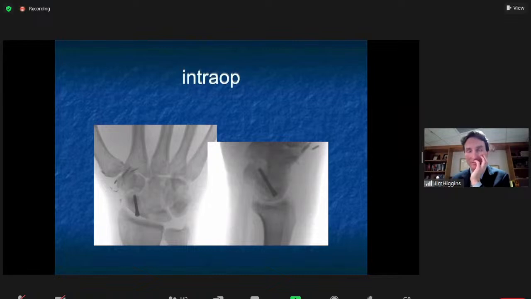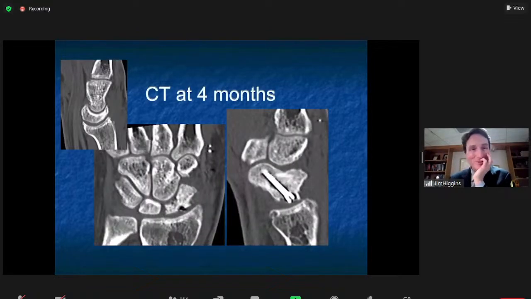You just got to put up with that. And here's a 4-month post-operative CT scan showing healing. I think pretty good correction of that lunate. It's pretty neutral. Good healing across here. Screws buried.